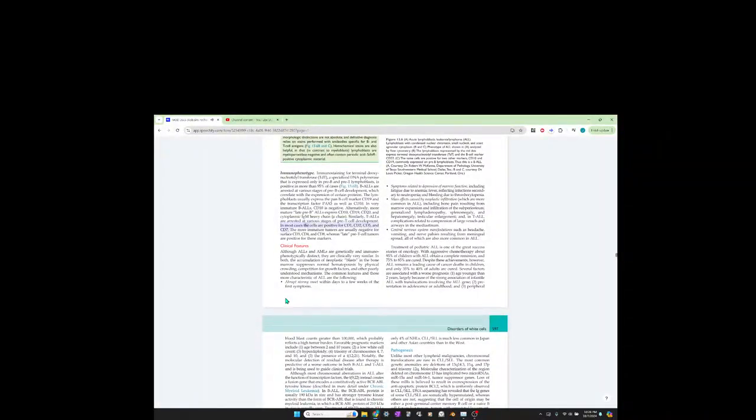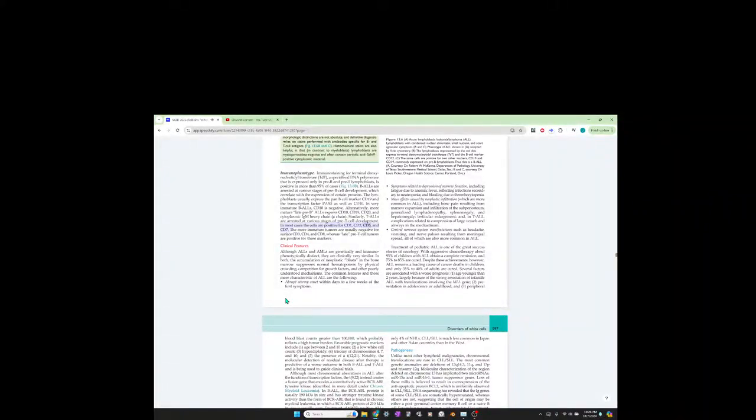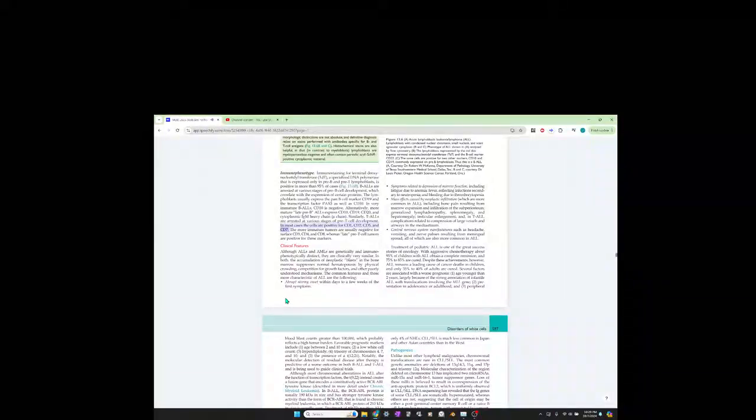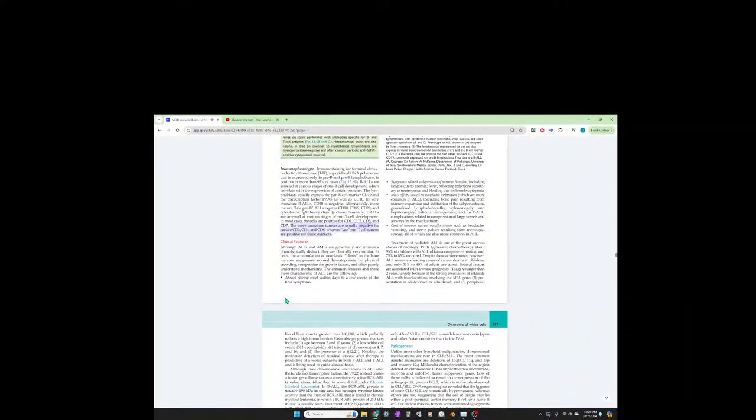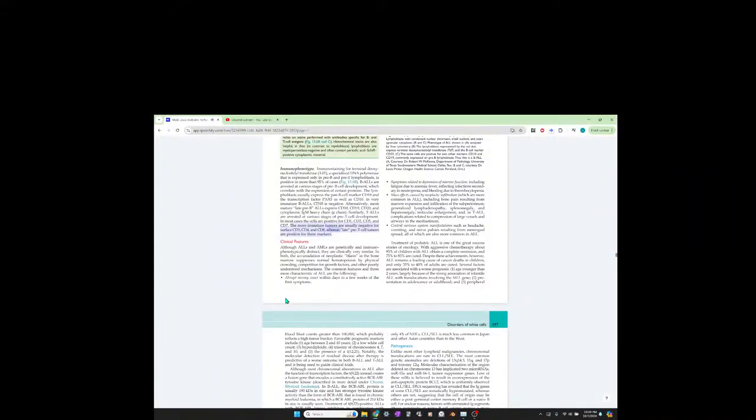In most cases, the cells are positive for CD1, CD2, CD5, and CD7. The more immature tumors are usually negative for surface CD3, CD4, and CD8, whereas late T-cell tumors are positive for these markers. Clinical features. Although ALLs and AMLs are genetically and immunophenotypically distinct, they are clinically very similar.